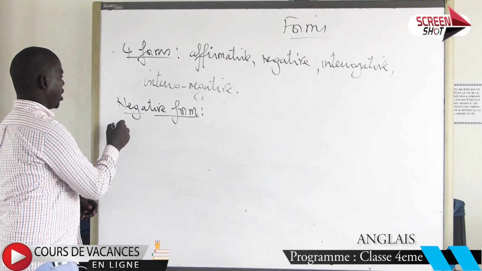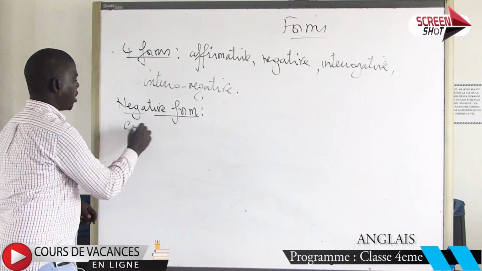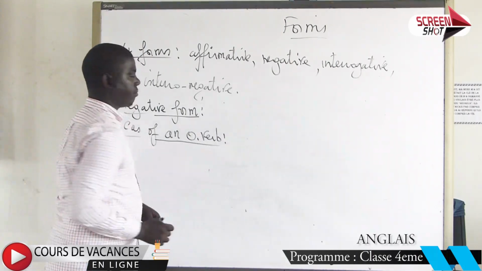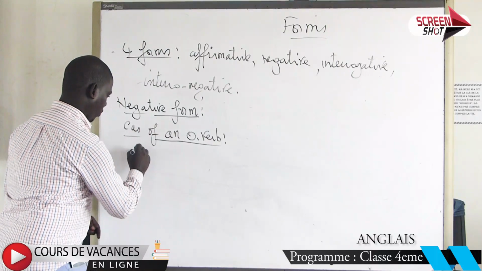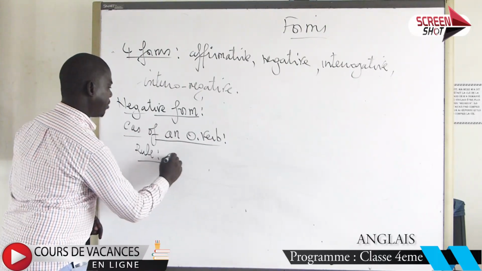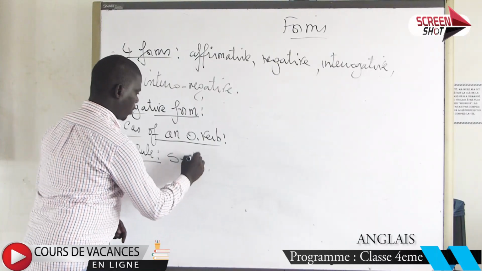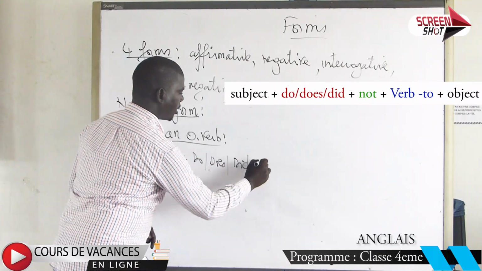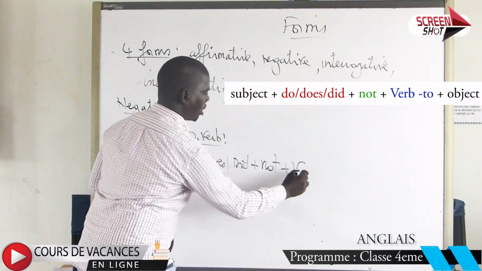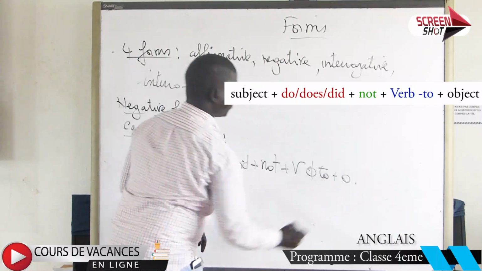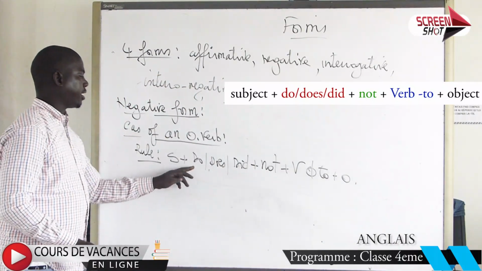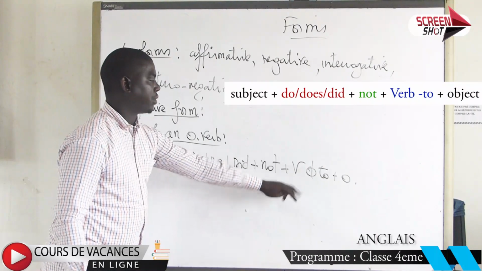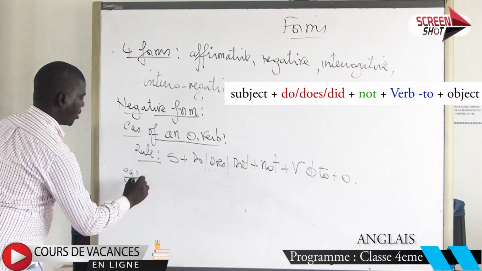Negative form. Okay, at first, we use a case of an ordinary verb. Okay, the rule here is subject plus do or does or did plus not plus verb without to plus the object. What does it mean? We conjugate the auxiliary to do into simple present or simple past plus not plus the verb without to. We can have 3 examples here.